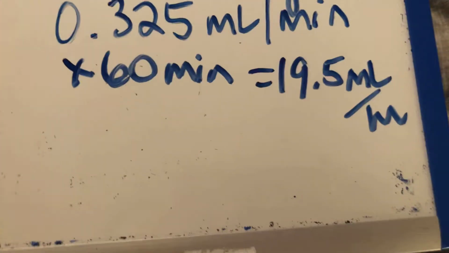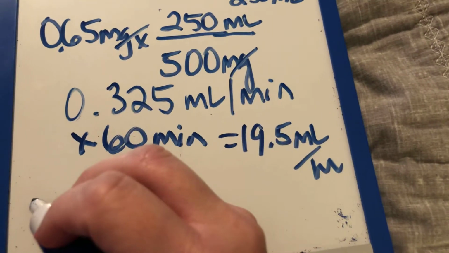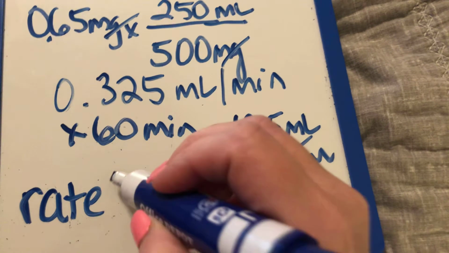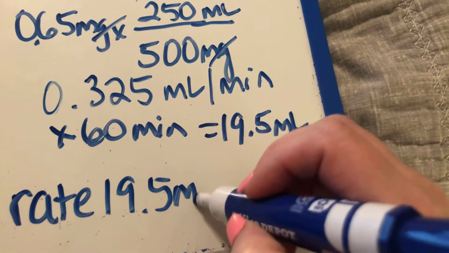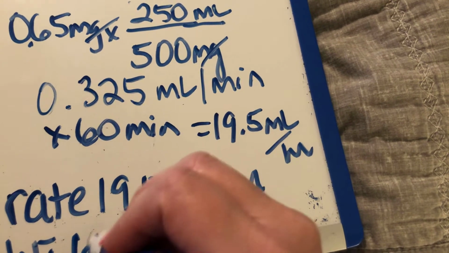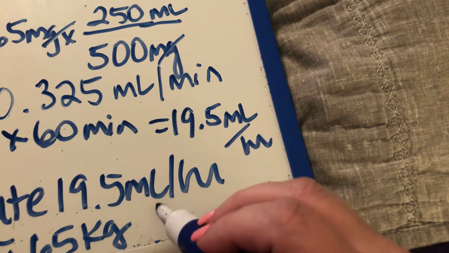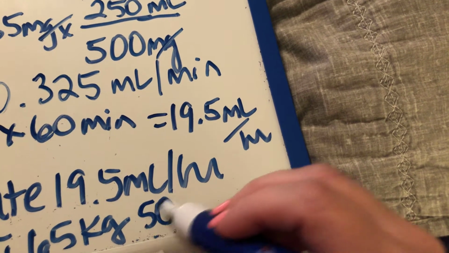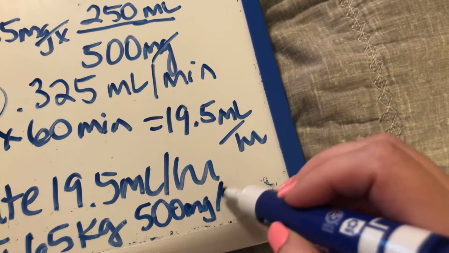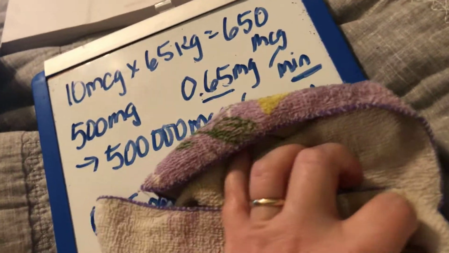All right, say they tell us that our rate is 19.5 milliliters per hour. Our weight is 65 kilograms. And then it tells us our concentration is 500 milligrams per 250 mils. And we need to figure out what the micrograms per kg per minute is, okay?